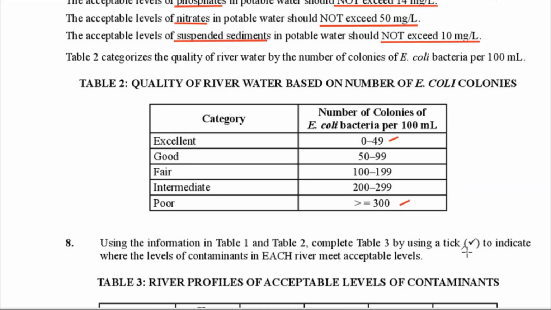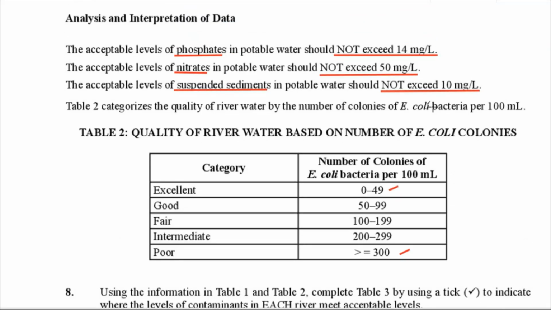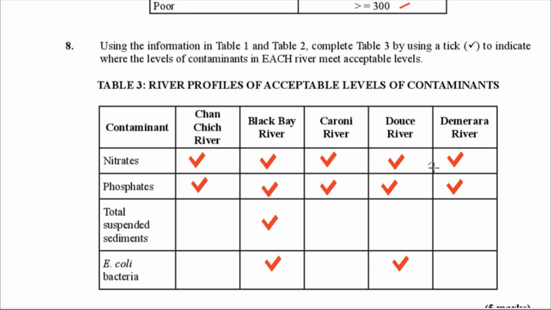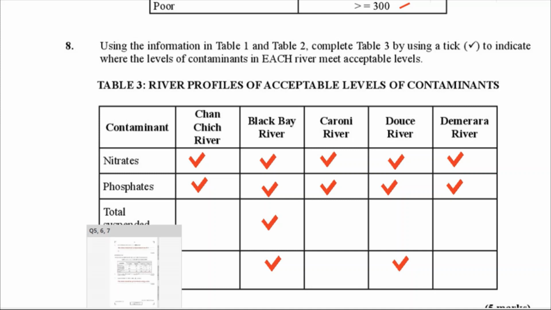Okay, so question 8 says using the information in Table 1 and Table 2, complete Table 3 by using a tick to indicate where the levels of contaminants in each river meet acceptable levels. So we have to look at the information that we just highlighted. So for the phosphates, the nitrates, the suspended sediments, as well as the E. coli bacteria. I've already completed the table here. In terms of the river profiles, for the nitrates, you have to go back to the actual information on the previous page. So we go here.